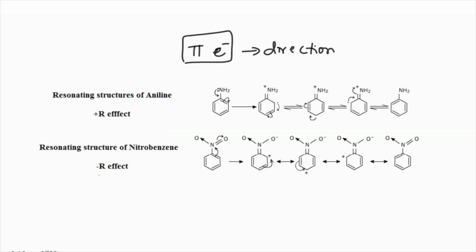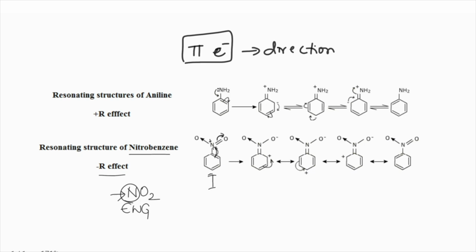Similarly, let us look at the minus R effect with the nitrobenzene example. Nitrobenzene is nothing but a benzene ring with an NO2 group. The NO2 group is considered a strong electron withdrawing group because of the greater electronegativity of the atoms present in it. The pi electrons are pulled towards oxygen, so nitrogen gets a positive charge. A positive charge on a more electronegative atom like nitrogen is unstable, so the pi electrons are pulled towards the nitrogen.